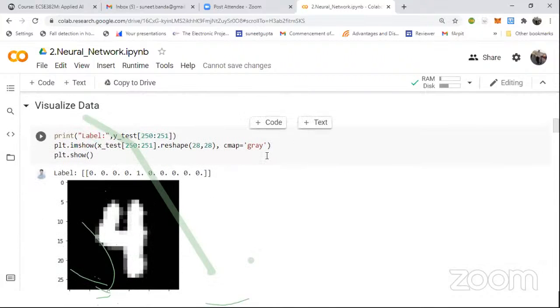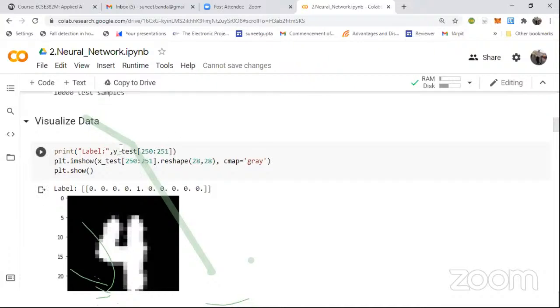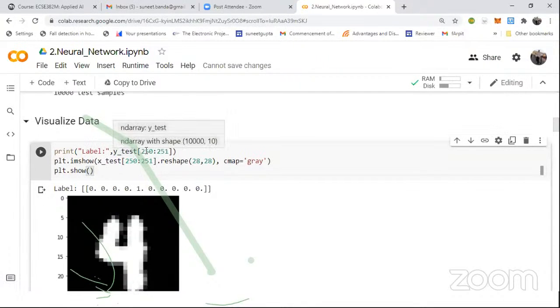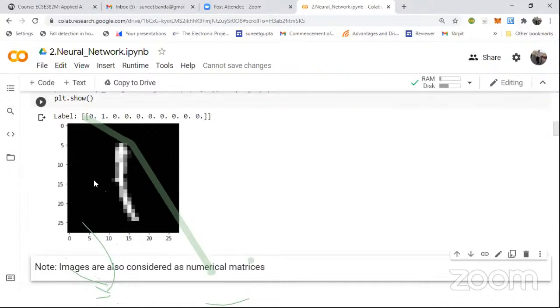Now we come to the visualization of the data. Execute this cell, and whatever sample we have passed, here you can see y_test at the 250th position. Whatever data is stored in the 250th position is displayed right here. If you want to change 251 to 252, it will also work. But please do not put a range like 250 to 260, it will not work. Now here you can see the label is 1, the image is 1.